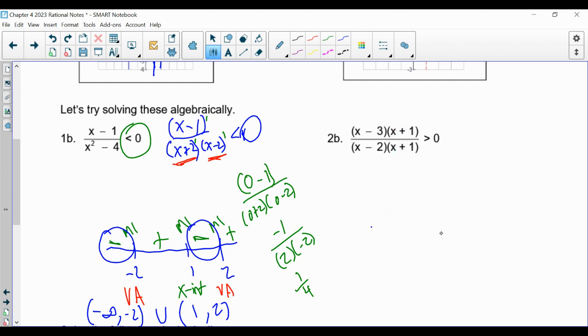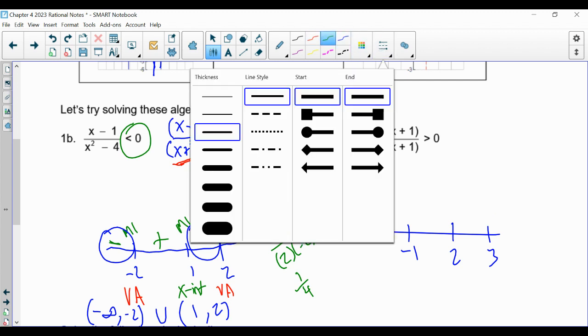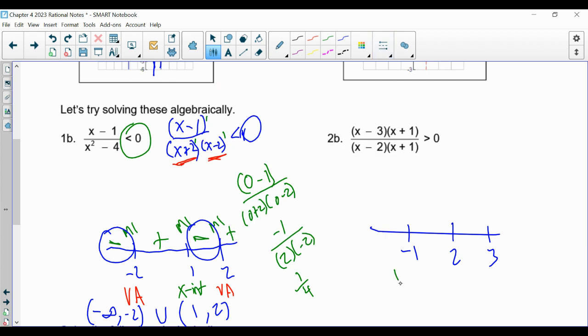So again, we start by doing our number line. We have positive 3, positive 2, and then negative 1 as a hole. So here we go. Okay, now this is where holes get weird. Let me change colors, make it green. That's a hole because it would cancel out, right? So that's how we know it's a hole. 2 is our vertical and 3 is our x-intercept.